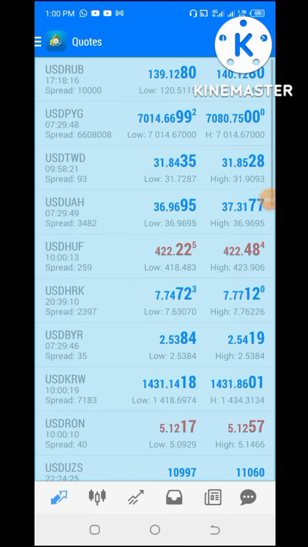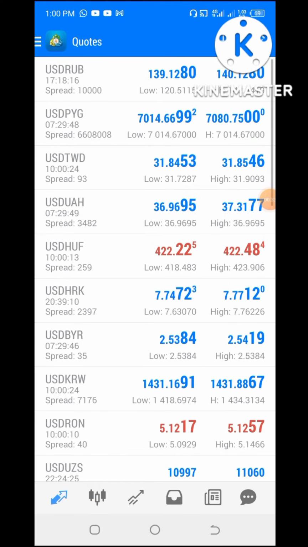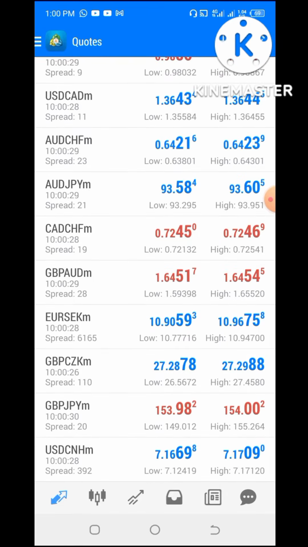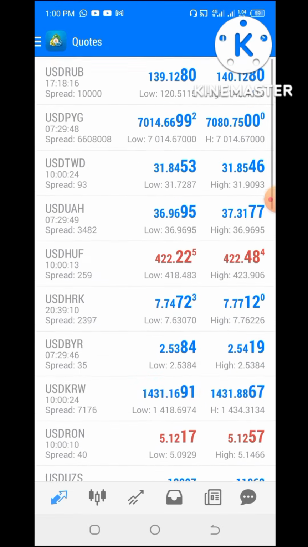Now, the first thing is when you download your MT4 from your Play Store. If you don't have MetaTrader 4, make sure you download it from your Play Store. The first thing that pops up is this.